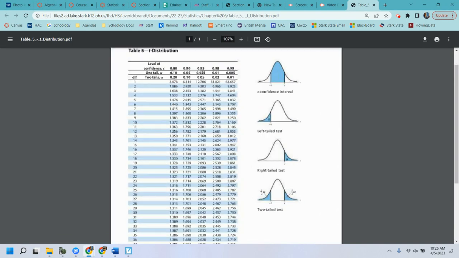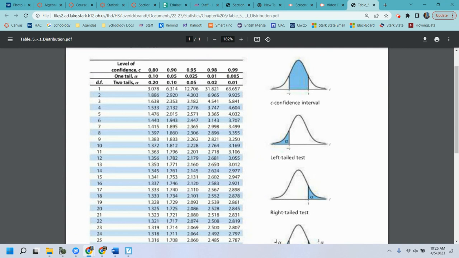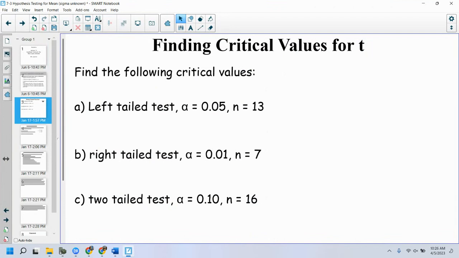All right, so here's my T distribution table. This is what I'm talking about up at the top, one tail, two tail. We were working with levels of confidence before, but now we're talking about alphas. If I go back to my notes, I want left-tailed tests with an alpha of 0.05 and an n of 13. How many degrees of freedom do I have? 12. So I'm going to look at row 12, degrees of freedom, alpha 0.05 for a one-tailed test.